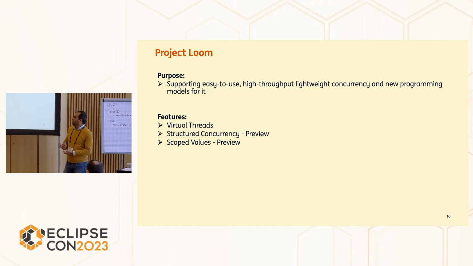And yeah, an important thing to mention, Java 21, which was released last month, has virtual threads as a final feature, but structured concurrency and scoped values are still in preview. So the code that you will see, you can run with Java 21 as long as you have preview features enabled.